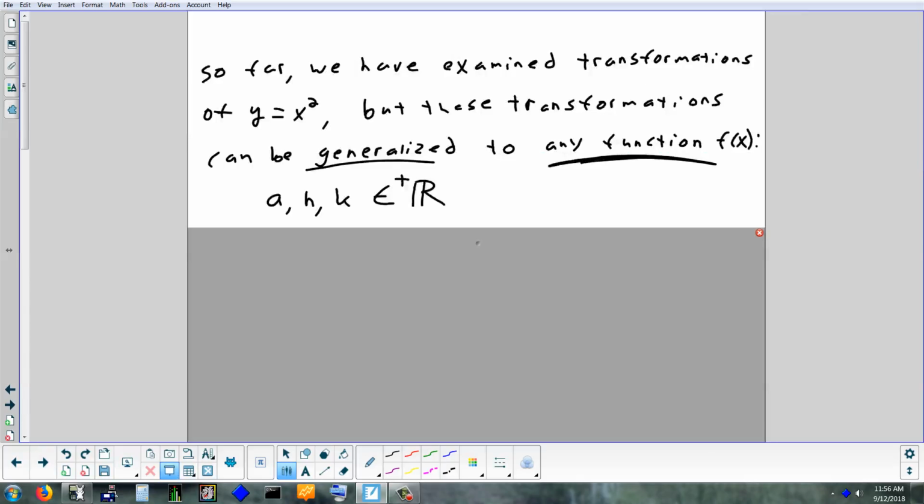Okay, so in the formulas I'm about to use, you'll see the three letters A, H, and K, and they represent positive real numbers. Okay, fractions, decimals, positive real numbers.